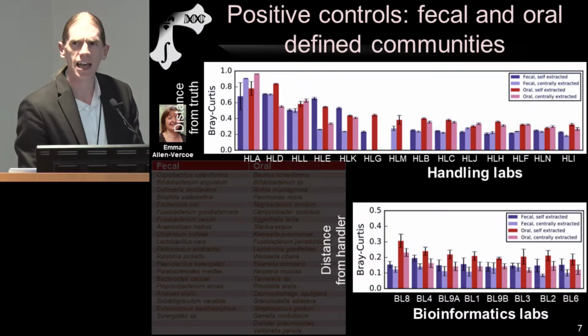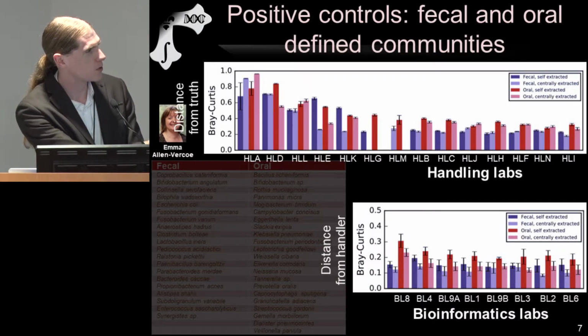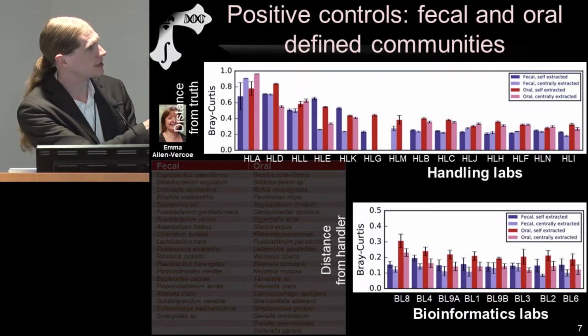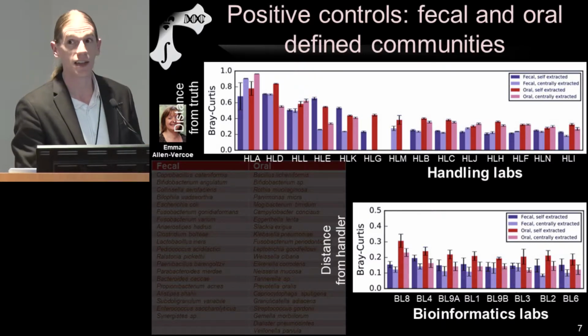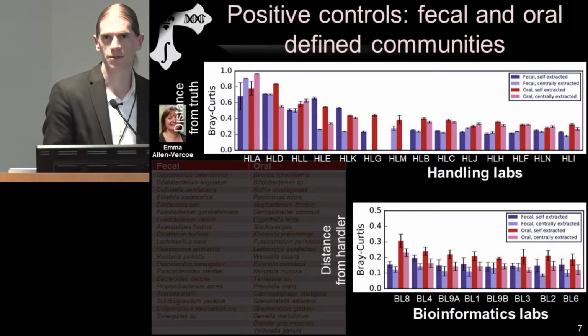The same thing tended to happen for different computational protocols, to a much lesser degree. You'll see that the y-axis for the summary of computational variability is half the size of the data generation distance from truth. But otherwise, the same combination of effects was in play.